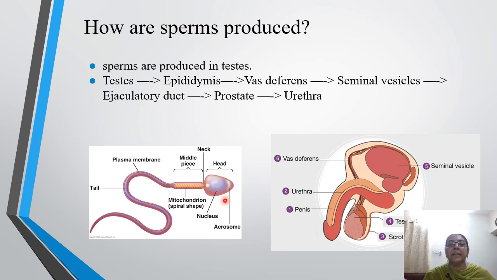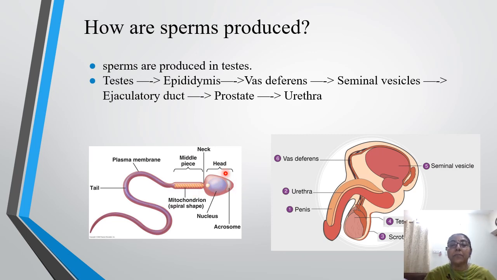Here is the structure of a human sperm, which consists of a head, a middle part, and a long tail. The tail is used for the motility or mobility of the sperm. At the middle piece we have spiral-shaped mitochondria. And we all know the use of mitochondria: it's the powerhouse of the cell, and it provides energy for the movement of the sperm towards the egg or the ova.